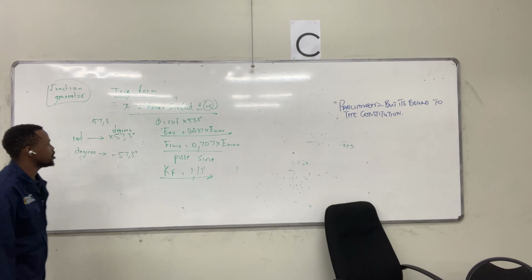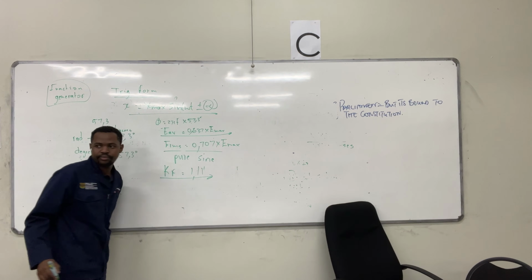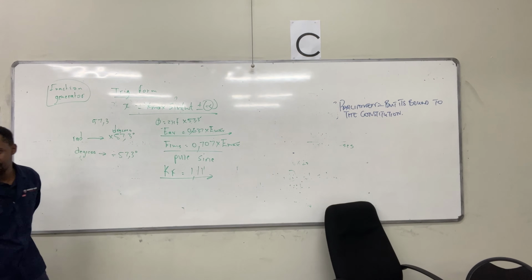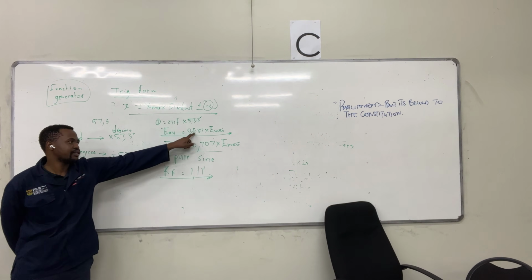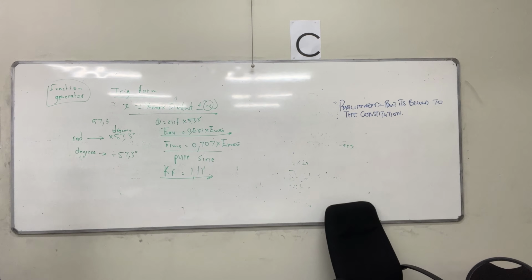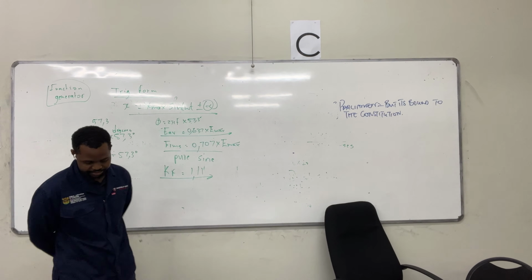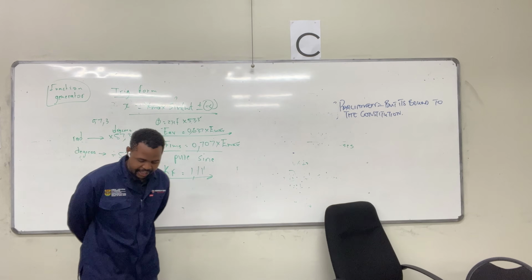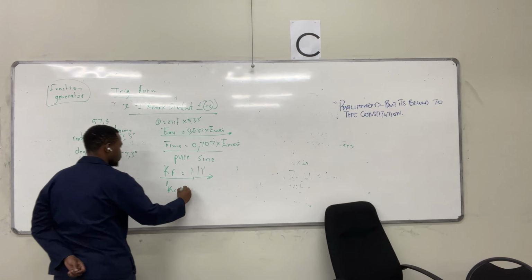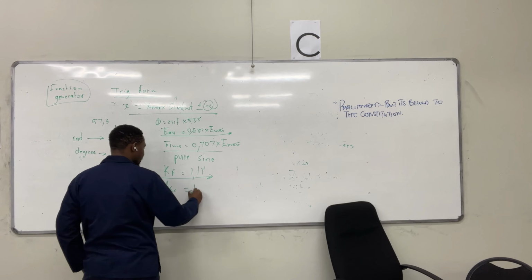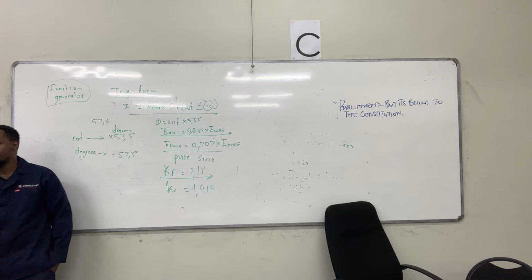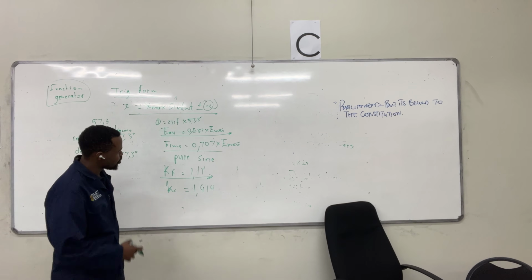Because if you notice, there's a common part between these two, the max, which cancels out. Divide. So basically, we are always dividing 0.707 by 0.637. Then we have something called the crest factor. The crest factor is always 1.414.